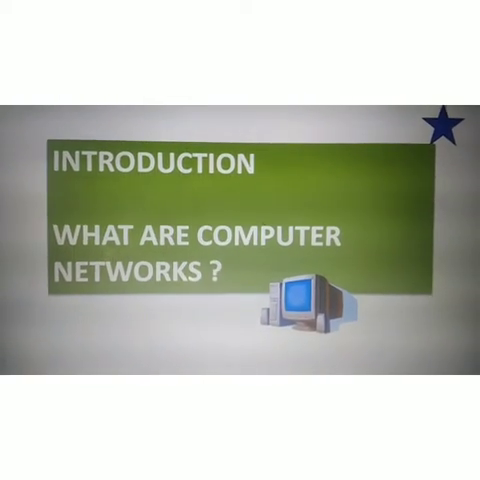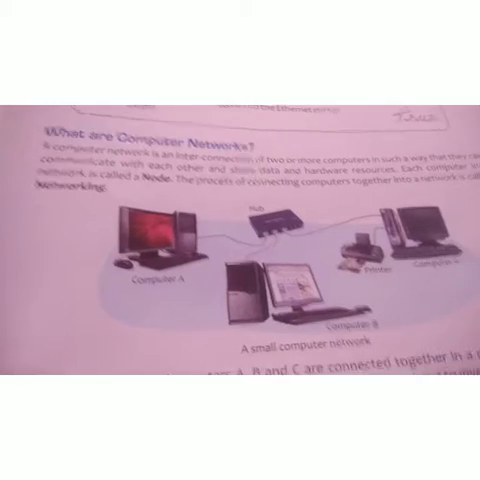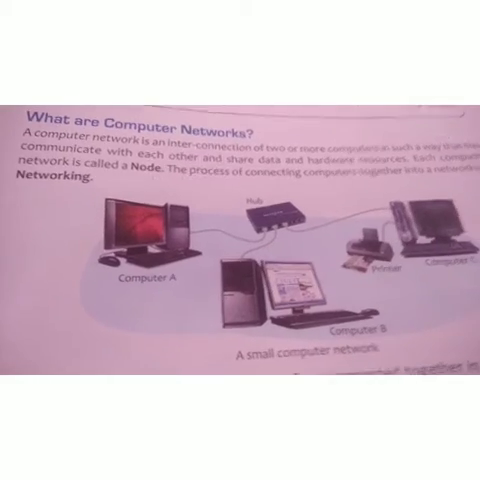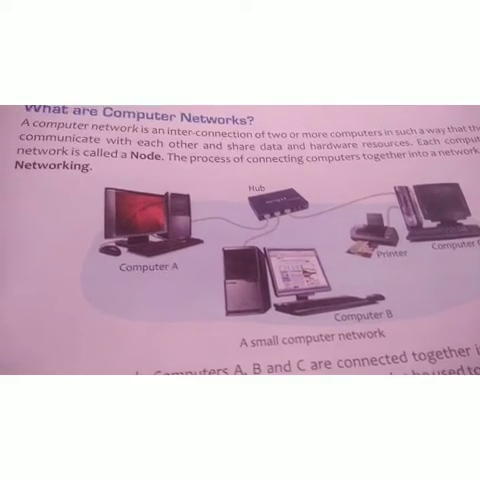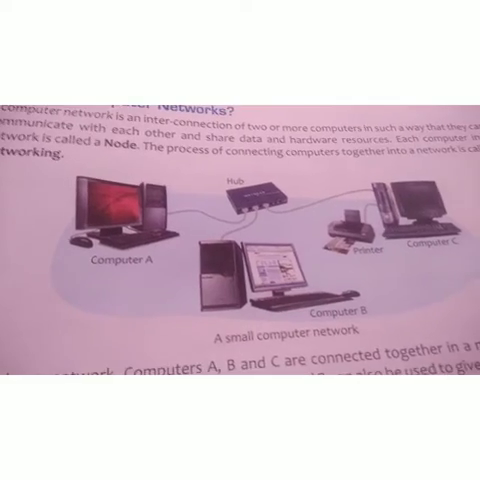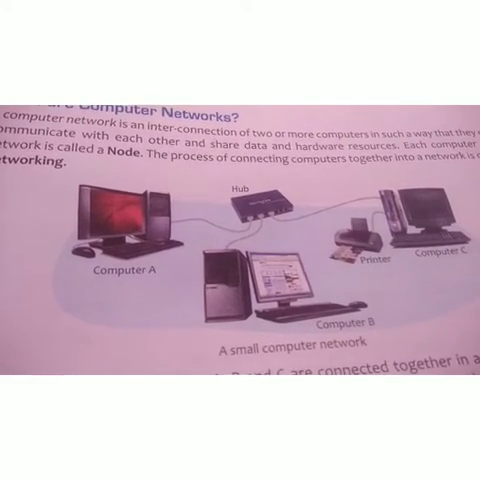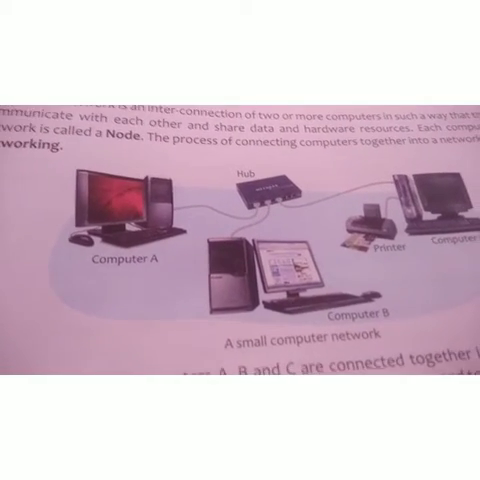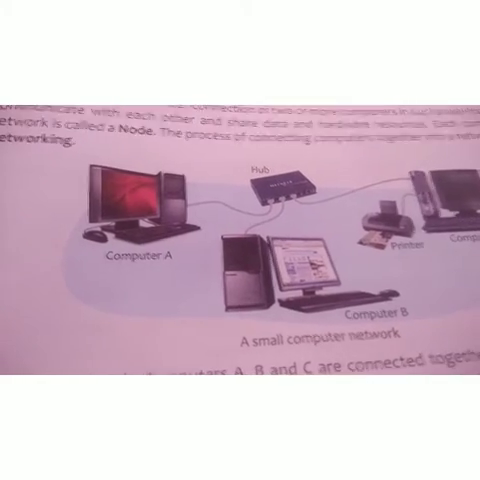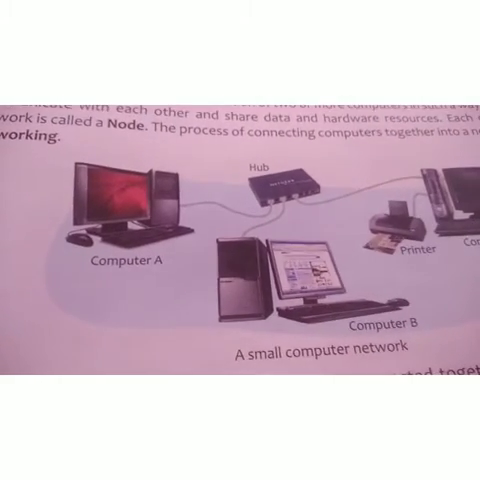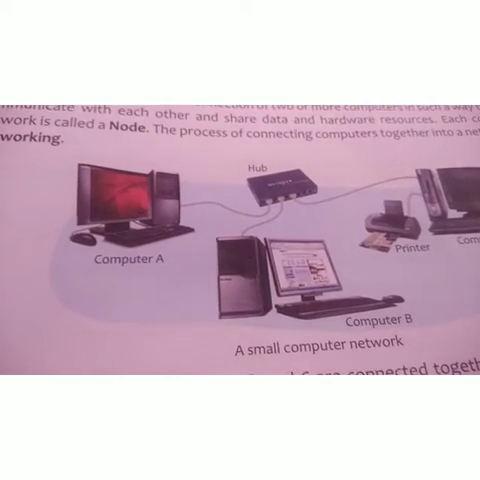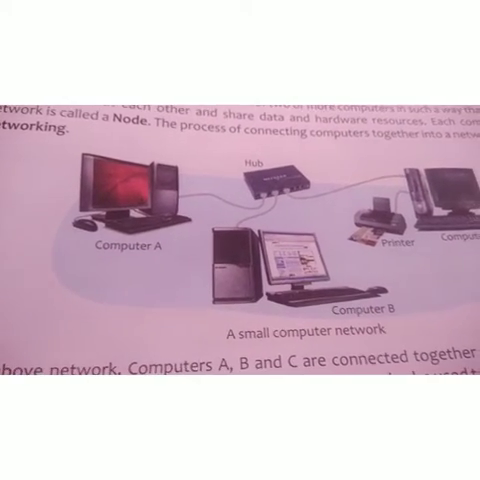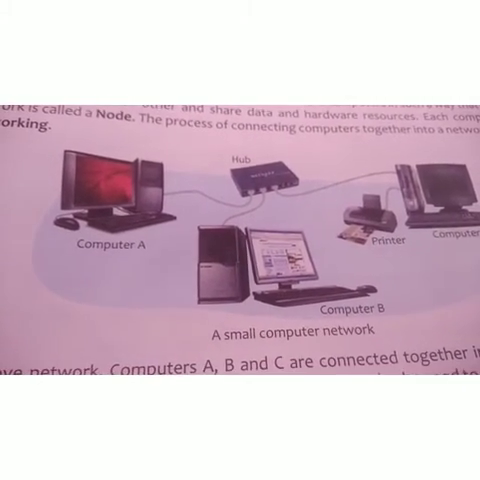So you can see a picture of a network. This is a small computer network. In this small computer network, we have computer A, computer B, and computer C. The three computers are connected with the hub. It's the main part, the hub. And a printer is attached. So this is a proper small computer network, known as networking. You can see a properly drawn small computer network. So it's a figure of network basics.